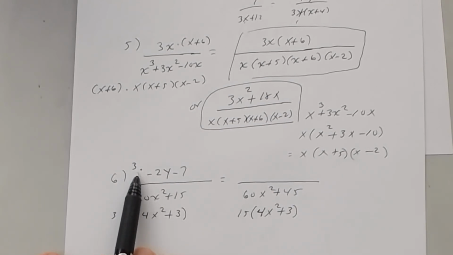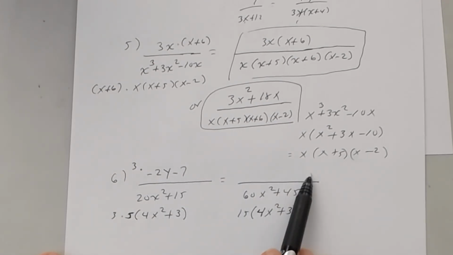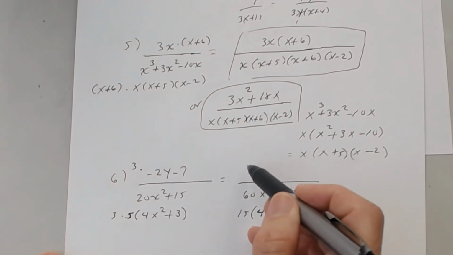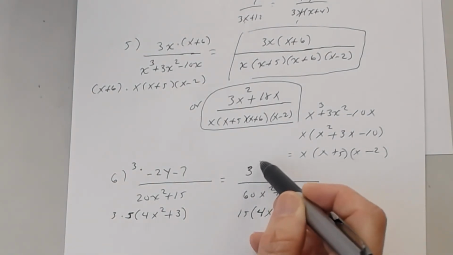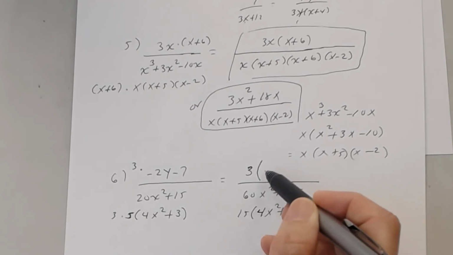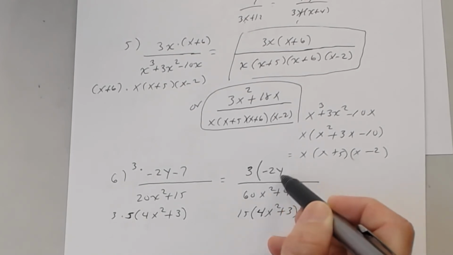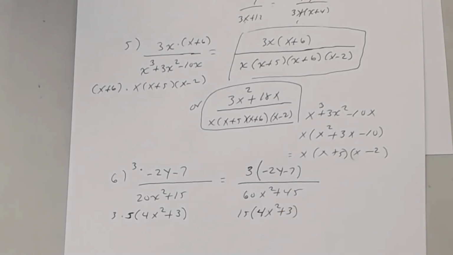But what's going to be the numerator? How are you going to write the numerator, though? Tell me what to write. And write it in factored form first. 3 in parentheses times what? Negative 2y minus 7. Okay? So that's factored form. All right?